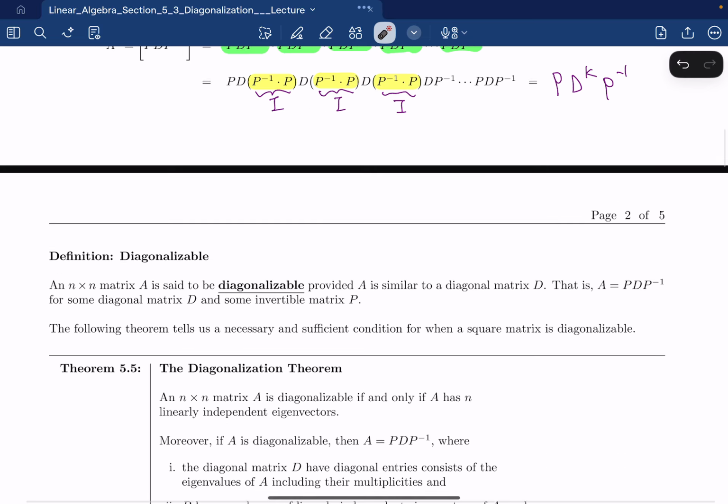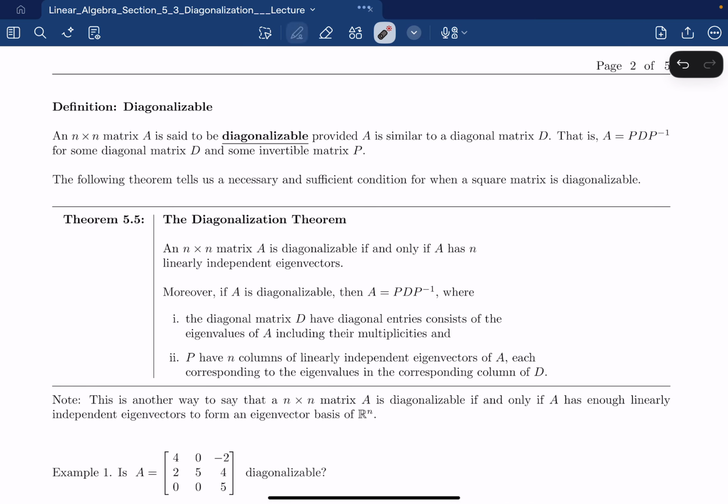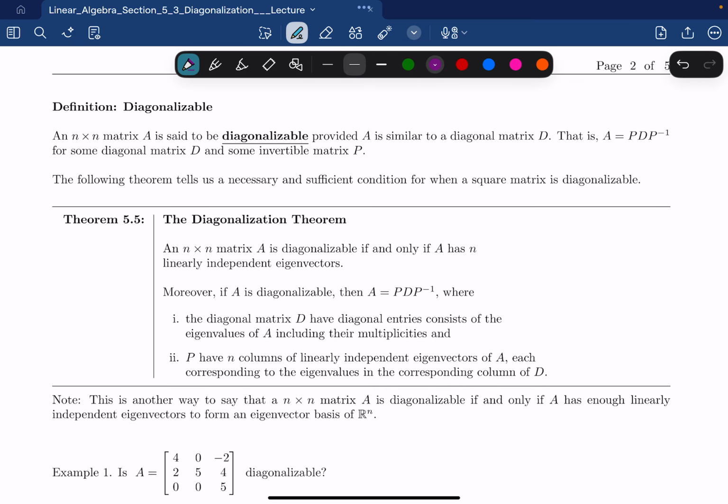Well, let's take a look at that. Diagonalizable. This is exactly our condition for taking A and finding a similar matrix that is diagonal. An n by n matrix A is said to be diagonalizable provided A is similar to a diagonal matrix D. Another way to say that, of course, is that A equals PDP inverse, that's our very definition of similarity, for some diagonal matrix D and some invertible matrix P.